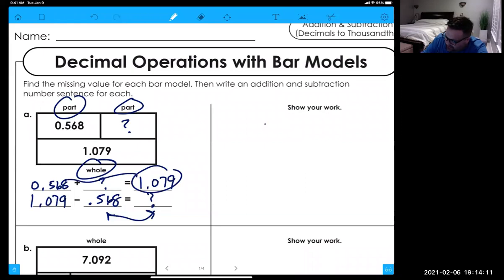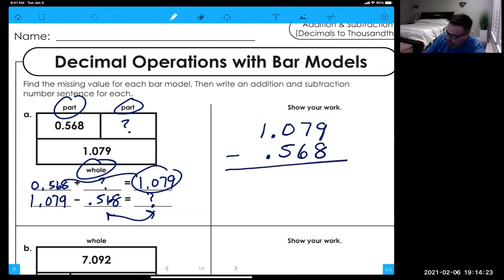So make sure you're lining this up right. 1.079 minus 0.568, and then subtracting to get your answer of 0.511. Make sure your decimal point comes down. And to get credit for this question, you have to type this in exactly like this with no other placeholders. Got it? It's got to be 0.511 or else we'll just assume you didn't watch the video close enough.